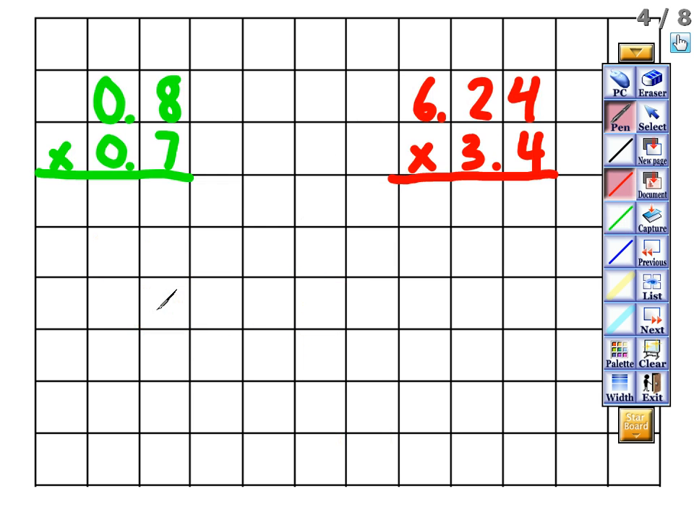Now I want you to do these two problems all by yourself. We have 8 tenths times 7 tenths, and then 6 and 24 hundredths times 3 and 4 tenths. When you're finished with these problems, I will have the answers for you. So I want you to pause the video now.